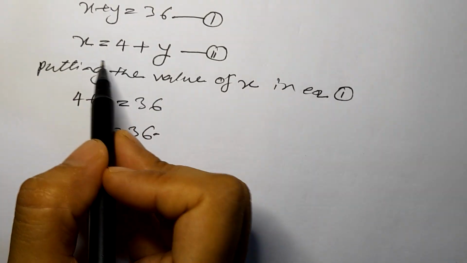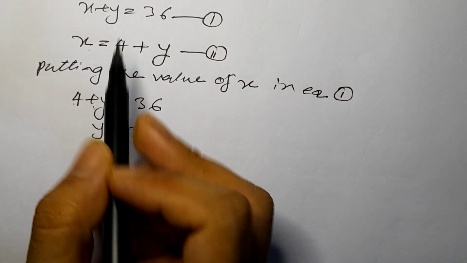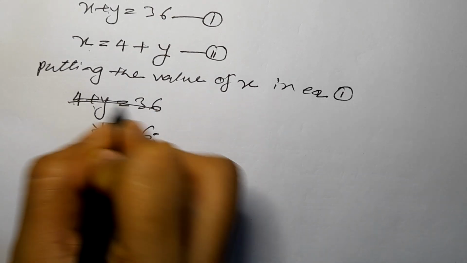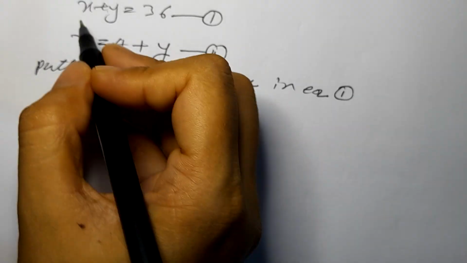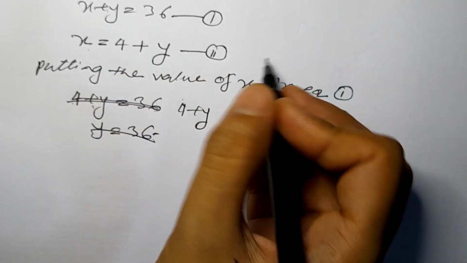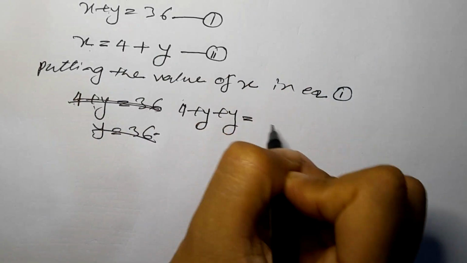There is a mistake. We have to put, instead of x, 4 plus y, and this y is left again. So I made a mistake. So instead of x it will be 4 plus y. This is only in place of x and this y is remaining. So plus y equal to 36.